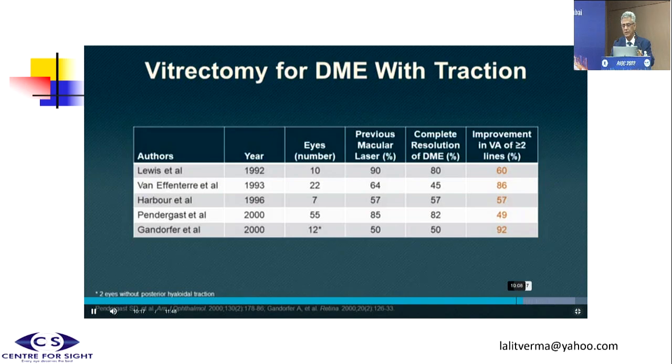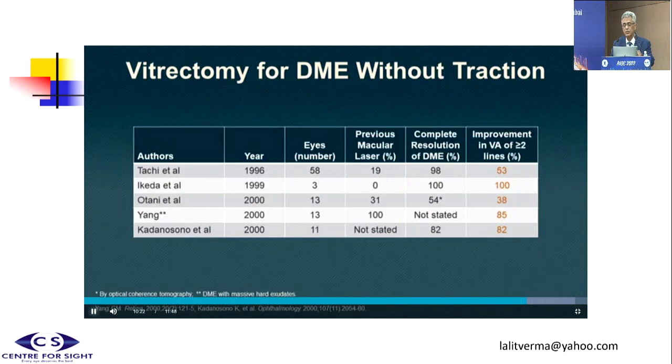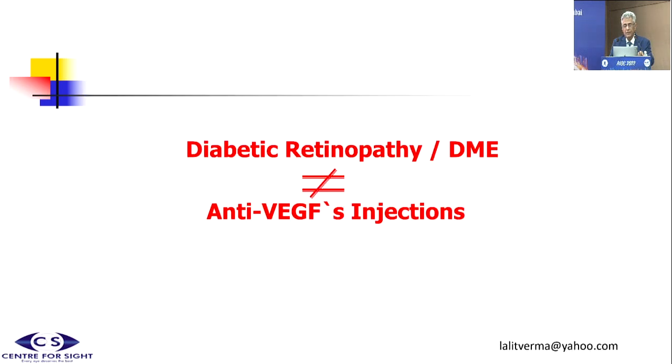Definitely in tractional it does help. But even in patients who have DME without traction, although anatomical success is more than the functional, it does sometimes put an end to the injections. So my topic was how to put an end to injections. So this may help. Just to conclude, DME today is not blind injections and injections.